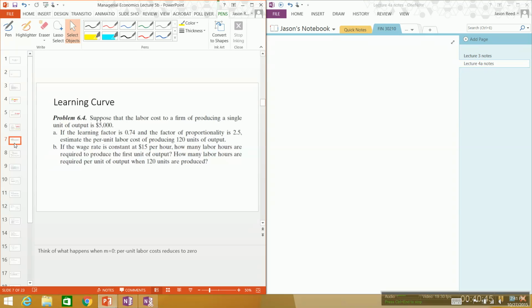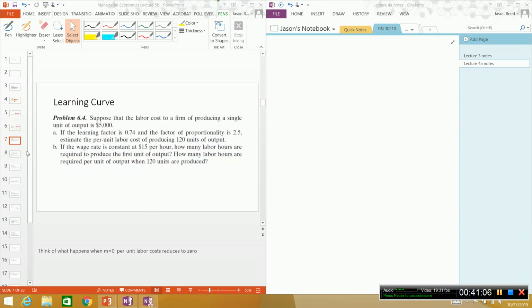Then I want you to think about, if the wage rate is constant at $15 per hour, how many labor hours are required to produce the first unit of output? And then how many labor hours are required per unit of output when 120 units of output are produced? So the next step essentially here is to look at plugging things in.